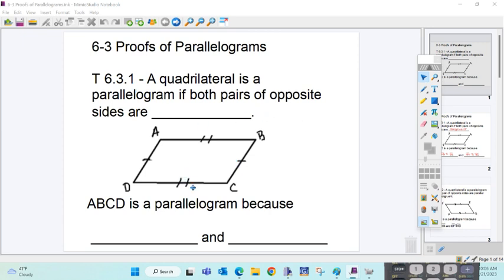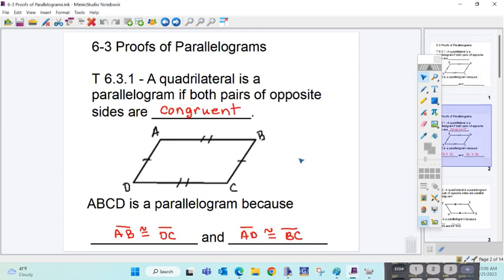Okay, and so that means that AD is congruent to what? AD is congruent to BC, and AB is congruent to BC. So please write those things in. That the quadrilateral is a parallelogram if both pairs of opposite sides are congruent, and it is a parallelogram because we know that these opposite sides are congruent. So that's one way to tell. In addition to just that both pairs of opposite sides are parallel.